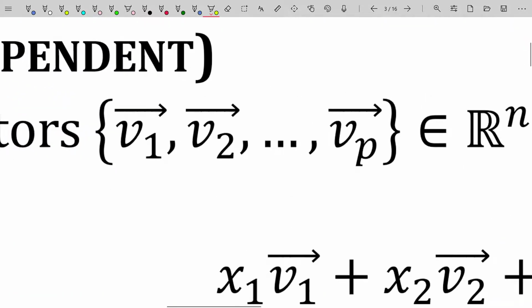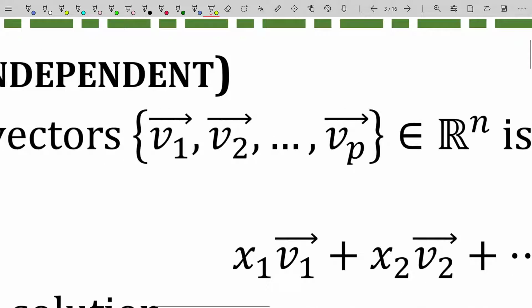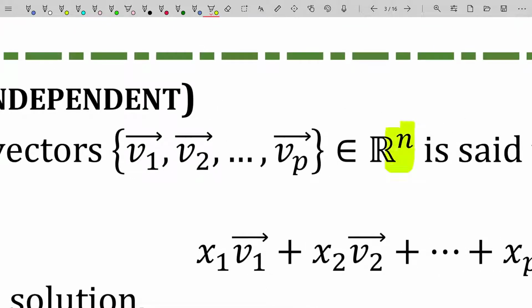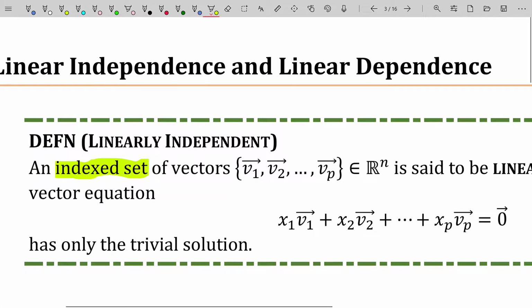And what I mean by indexed set is that it's a set of vectors with subscript notation. It doesn't actually have to be subscript notation, but it's just a bunch of vectors, maybe 10 vectors or 27 vectors or something like that. But it's a set of vectors. And those vectors are in some space, Rn in this case. So each of them has n entries.